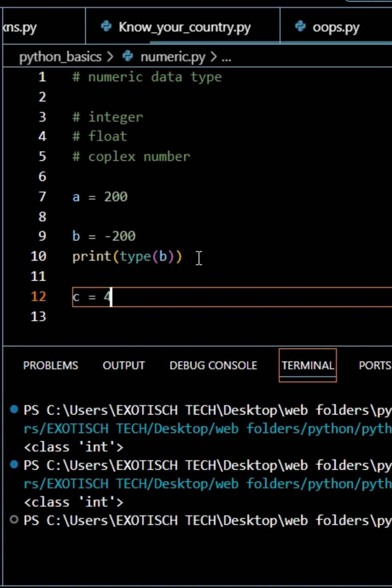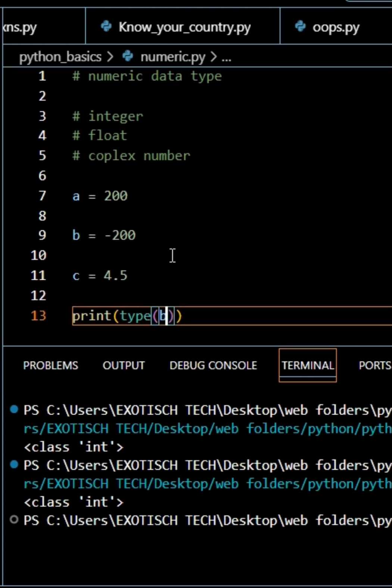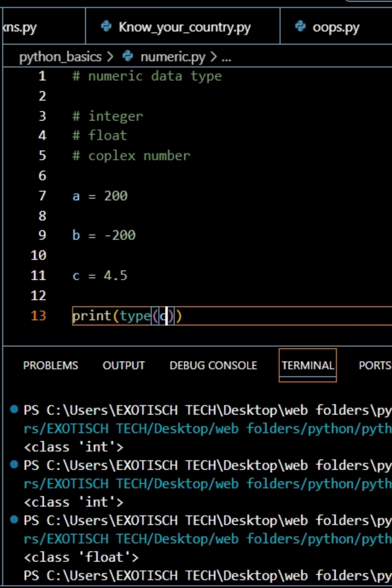So the next one we are going to be looking at is the float data type. This time around, remember we said the float involves a decimal point, so we are having a decimal point here, so obviously it's going to be a float data type. All right, so that is it about float.